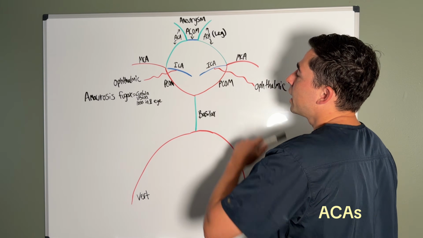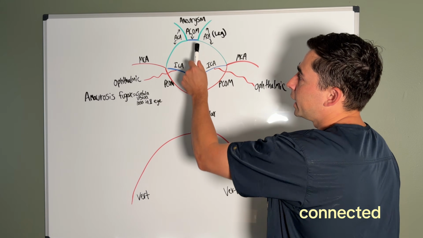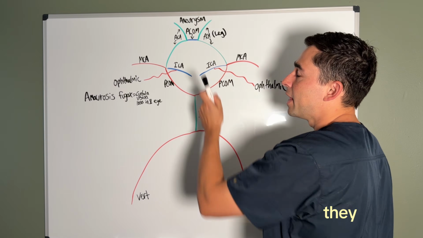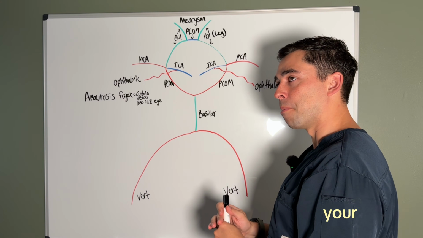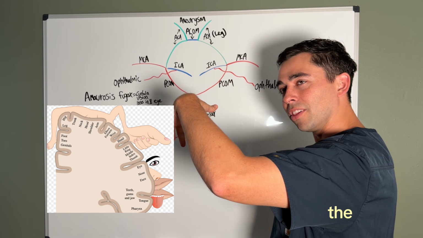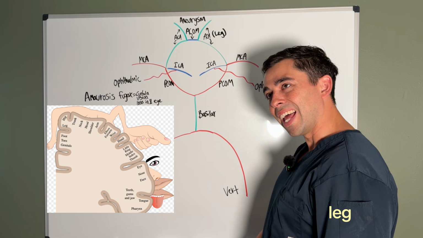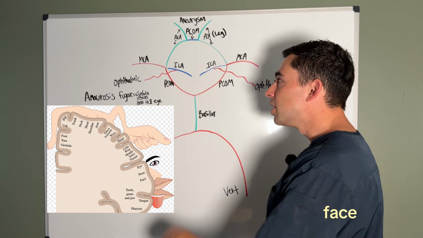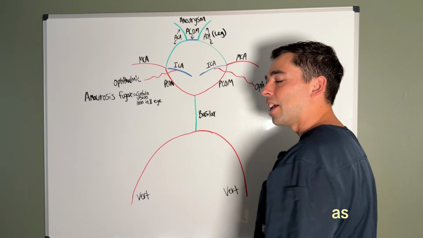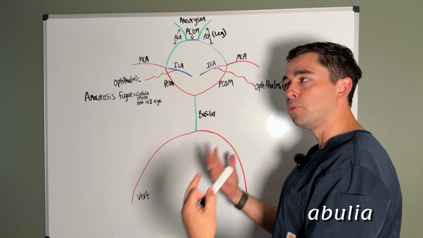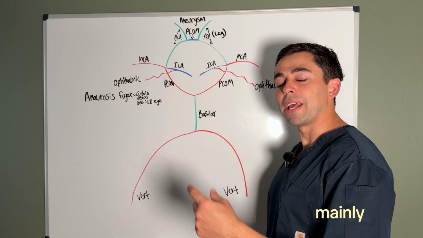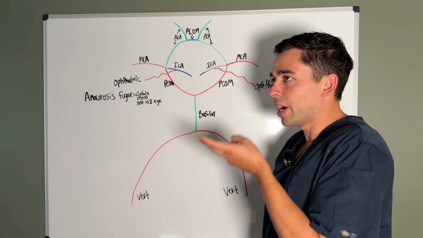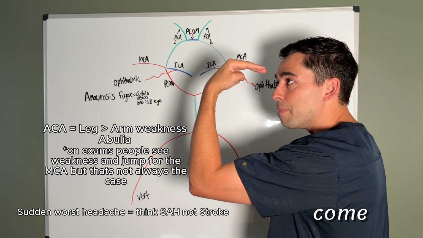The 2 ACAs come off the ICA. They're connected by the ACOM. They supply the medial portions of the frontal and parietal lobes. So if you remember your homunculus, that is primarily the leg. So if you see someone with leg weakness greater than arm and face, you need to be thinking ACA, as well as it can cause something called abulia, which is a blunted, slow to respond, apathetic personality, mainly because it's hitting the frontal lobes. In your actual brain, they kind of go out and then come back.